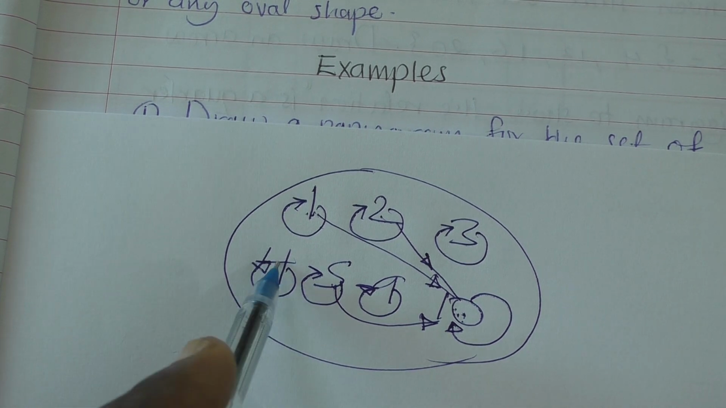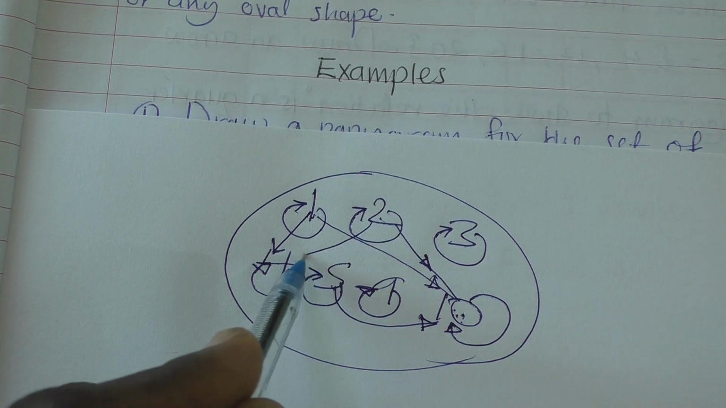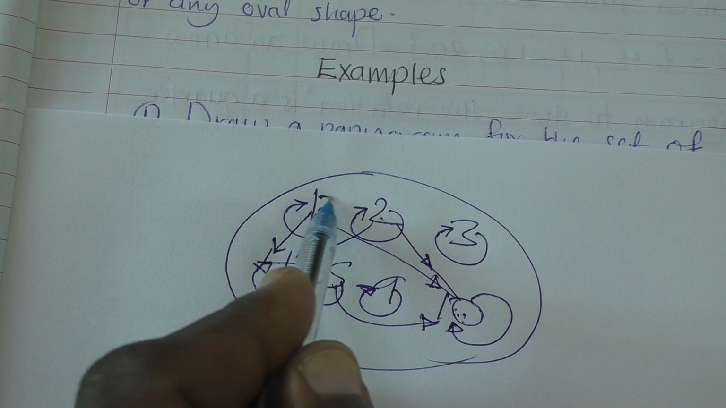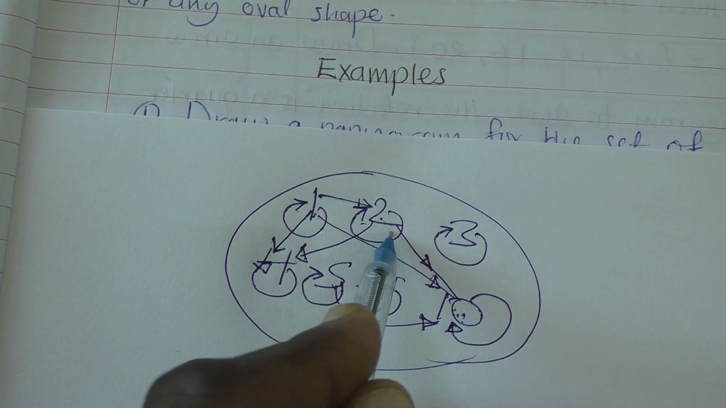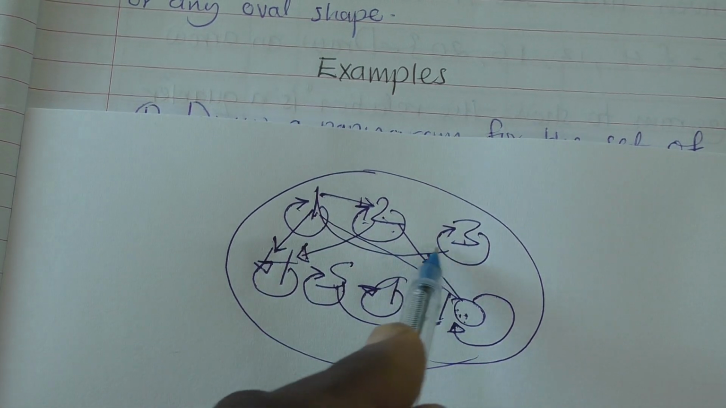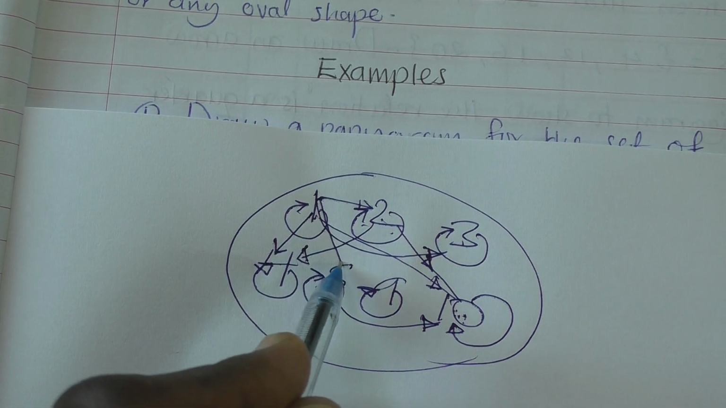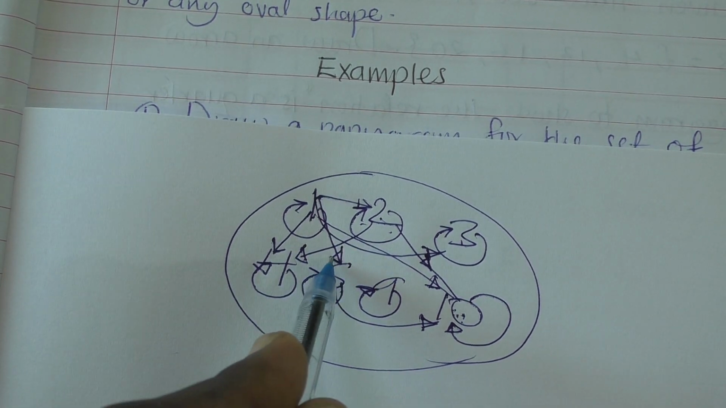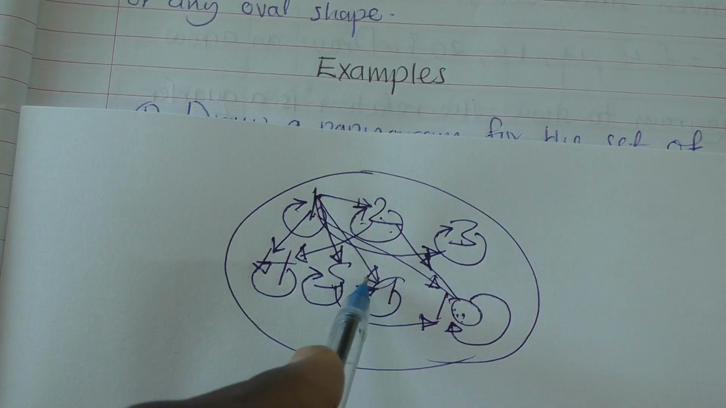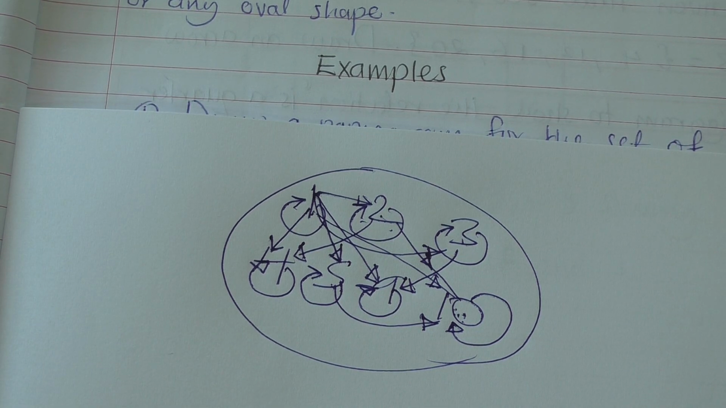Then factors of 4. We have 1 is a factor of 4. We have 2 is a factor of 4. Factors of 2: 1 is a factor of 2 and 2 itself. Factors of 3: 1 is a factor of 3 and itself. Factors of 5: 1 is a factor of 5 and 5 itself. Factors of 9, we have 1, we have 3. So that is how we shall draw.